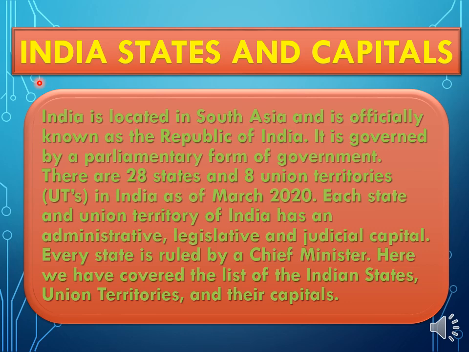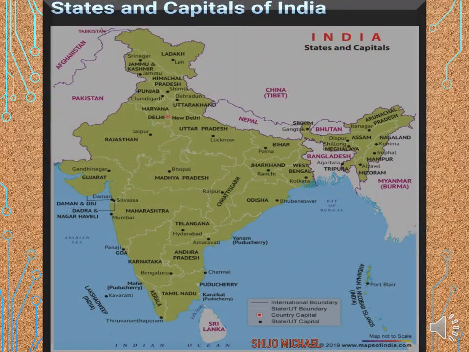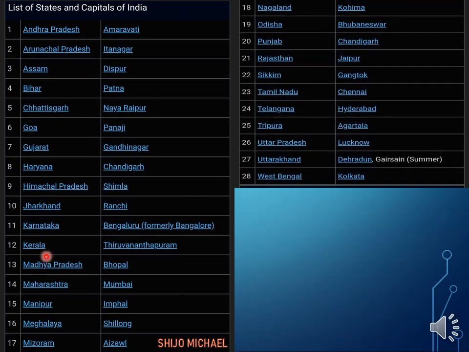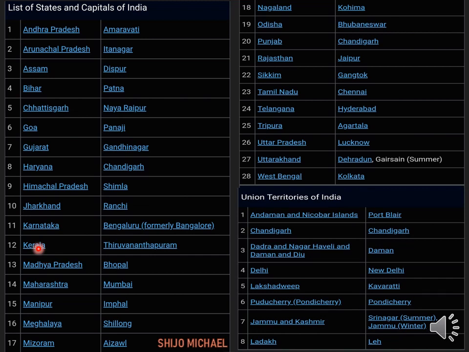Now let us move to the Indian states and capitals. As of March 2020, in India there are 28 states and 8 union territories. Here you can see the map with the Indian states and capitals. Along with that, you can see the union territories also. Presently, India has 28 states and 8 union territories. Here you can see the list of states and capitals of India.